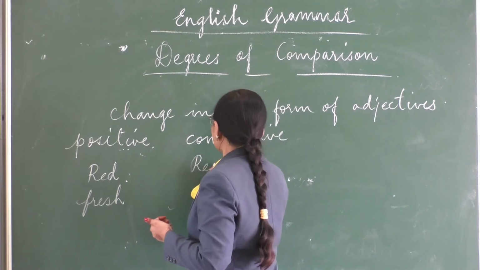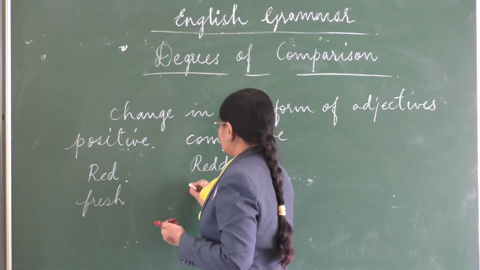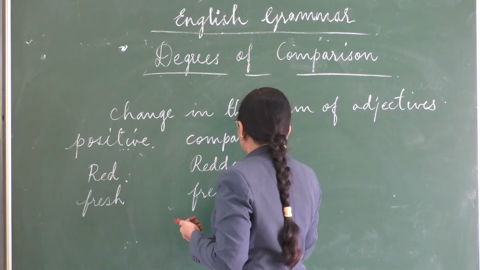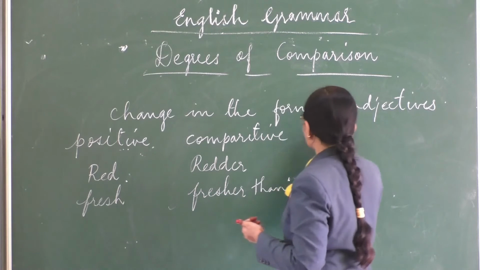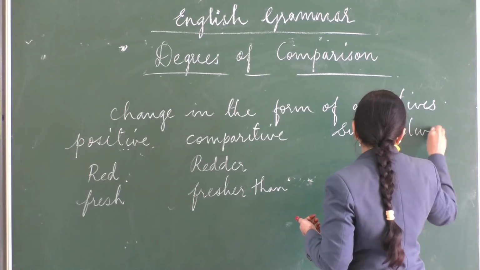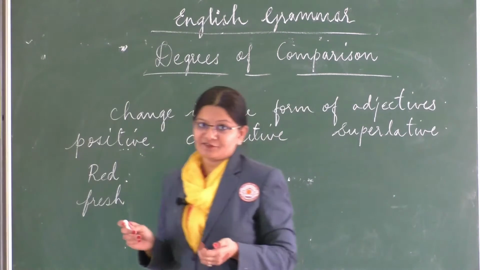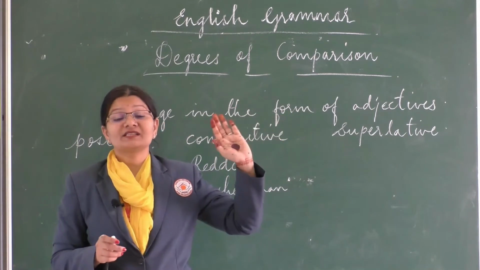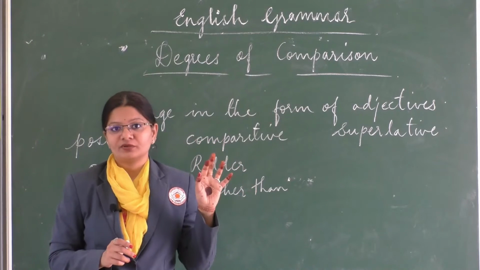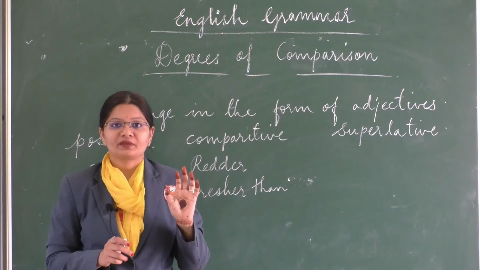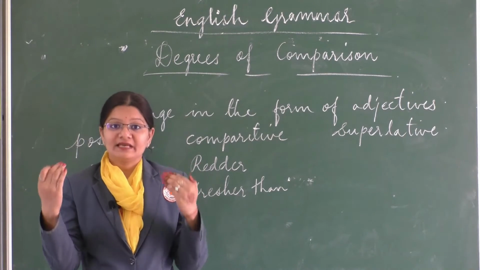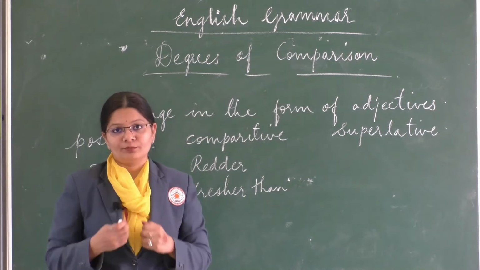So, here you will say it's fresher than, and then you have the last one, which is superlative. It is the reddest flower or the rose. It is the freshest flower, right? So, something like that, if you see, the adjective is changing its form.